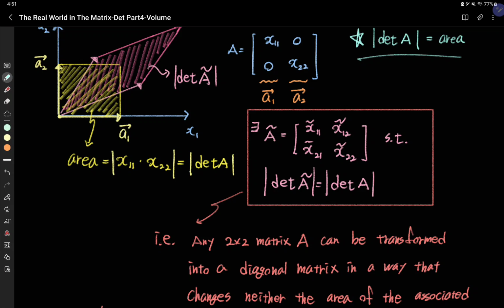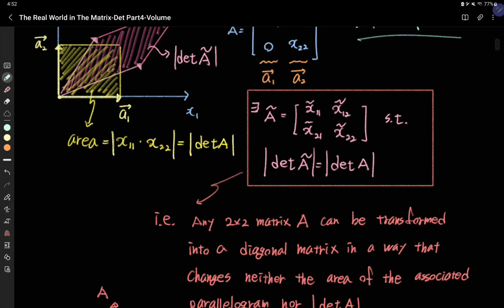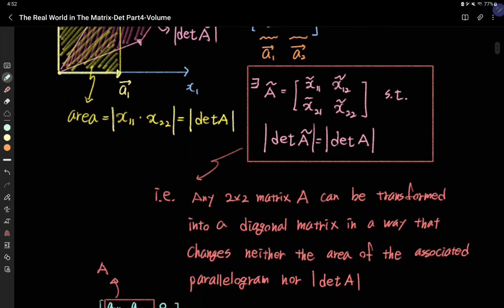Then there exists a diagonal matrix A such that the absolute value of determinant A tilde is equal to the absolute value of determinant of the diagonal matrix A, which means that any 2 by 2 matrix A tilde (it's a typo, this should be A tilde) can be transformed into a diagonal matrix A in a way that changes neither the area of the associated parallelogram nor the absolute determinant A.